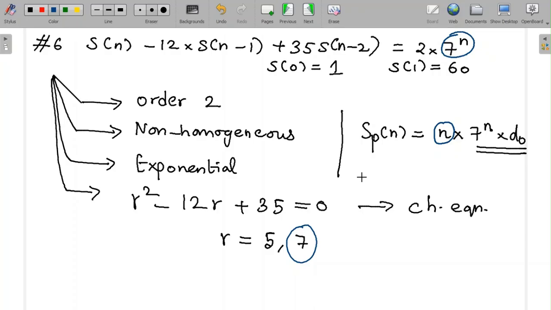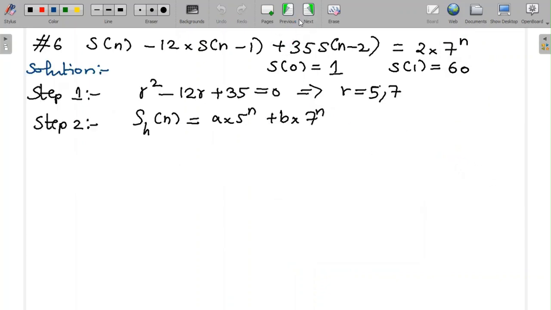Suppose both the roots are factors of the function on the right, then we'll have to write n square times 7 power n times d naught. That is, when both roots, let's say we have 7 and 7 as the roots, and we have 7 power n on the right, in that case we'll write n square times 7 power n times d naught. That's not the case here. So we have only n times 7 power n. With that in mind, we'll proceed to step 1.